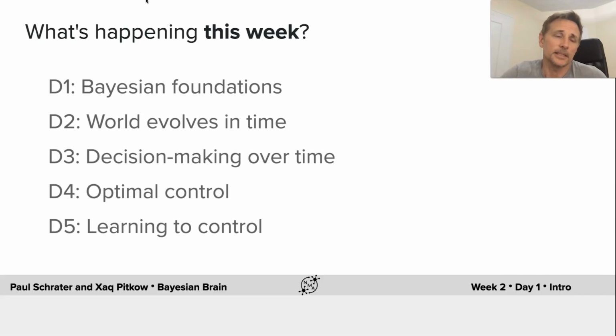So what's happening this week is we're going to cover Bayesian foundation today, and then extend those basic core concepts so that we can handle increasingly complicated things: how the world evolves over time, how decision making happens over time, and then turn to how we control our bodies and how we learn to do so.